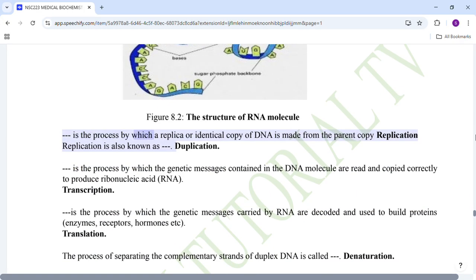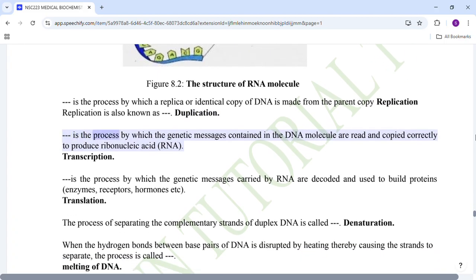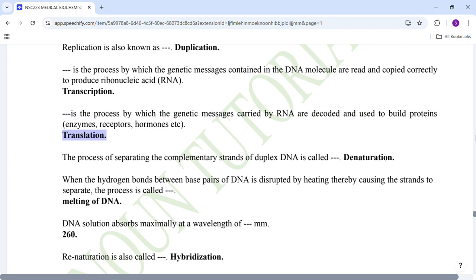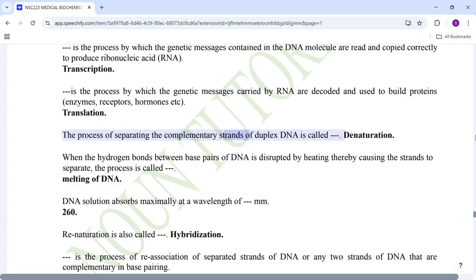Dash is the process by which a replica or identical copy of DNA is made from the parent copy. Replication. Replication is also known as duplication. Dash is the process by which the genetic messages contained in the DNA molecule are read and copied correctly to produce ribonucleic acid, RNA. Transcription. Dash is the process by which the genetic messages carried by RNA are decoded and used to build proteins, enzymes, receptors, hormones, etc. Translation. The process of separating the complementary strands of duplex DNA is called dash dash.